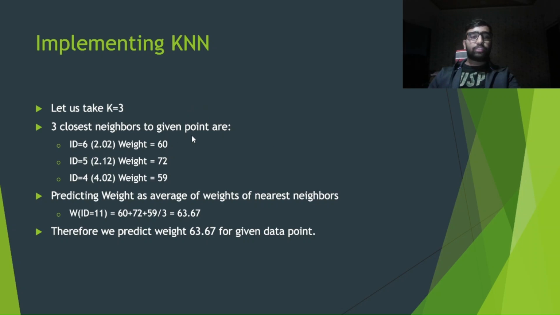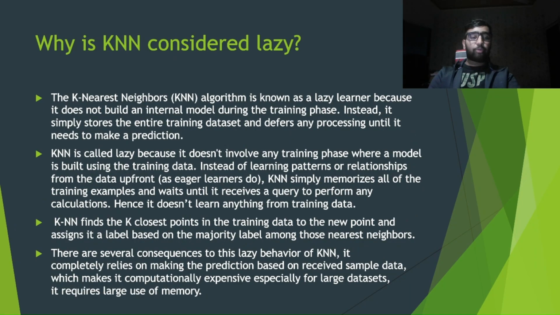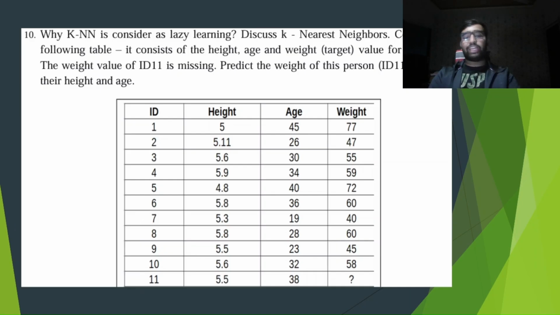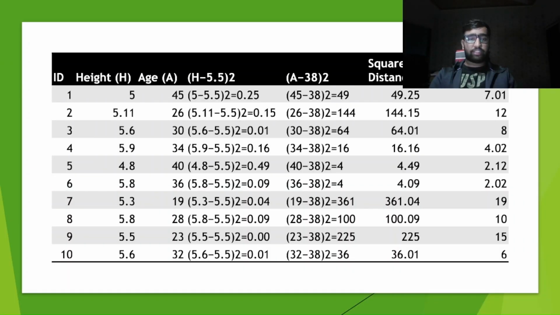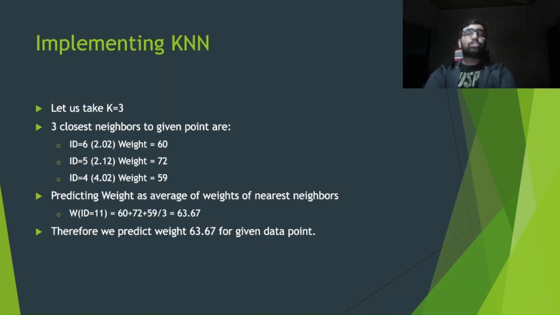The 3 closest neighbors to the given point are id equals 6, id equals 5 and id equals 4, the corresponding weights for which are 60, 72 and 59. So we'll find the average of these three weights, which comes to around 63.67. Therefore we predict the weight 63.67 for the given data point. For the 11th data point, which has height 5.5 and age 38, the value predicted by us for weight is 63.67.